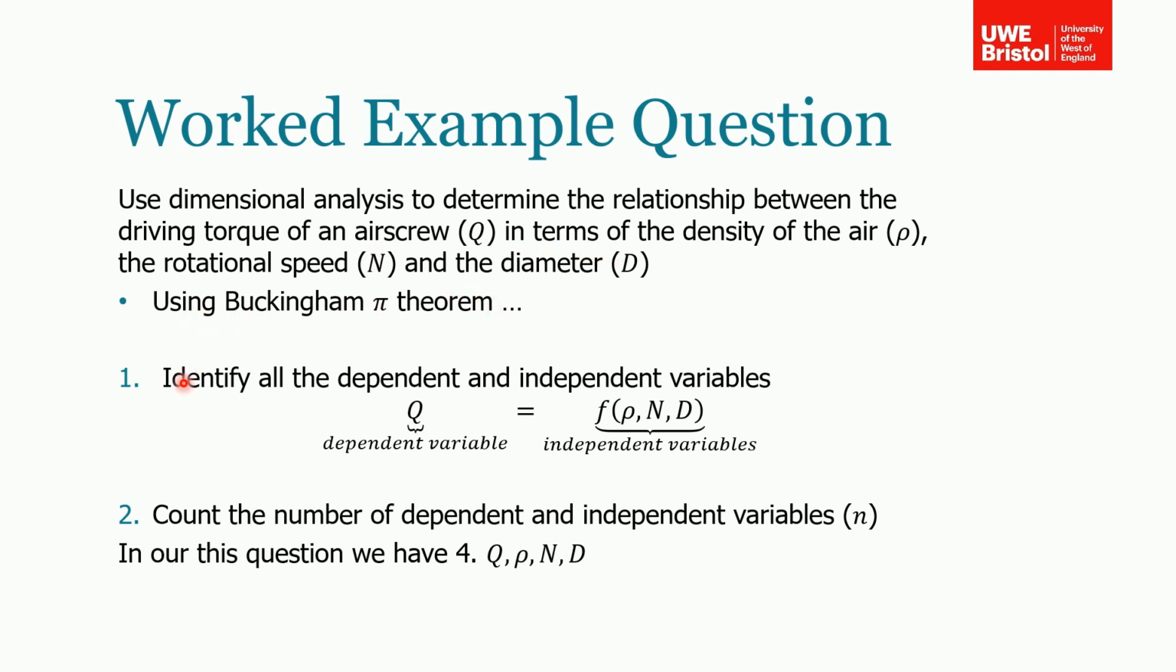So the first part of this is to identify the dependent and independent variables. Our dependent variable is the torque Q, and the independent variables are density, speed, and diameter. Then in the second step, we need to count the number of dependent and independent variables. So in this question we have 4: torque, density, speed, and diameter.